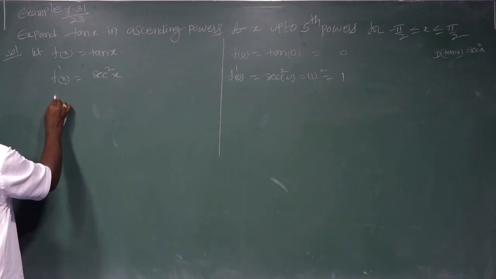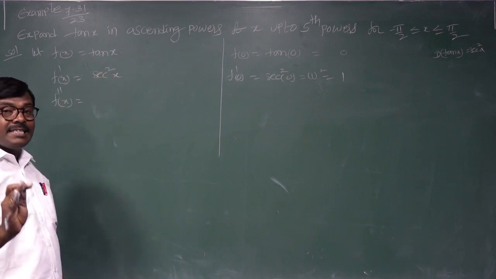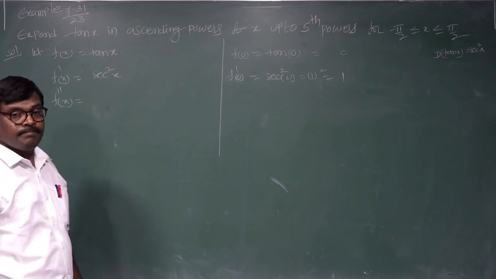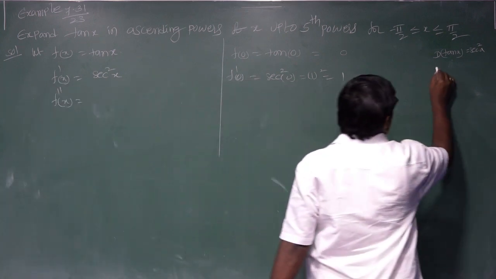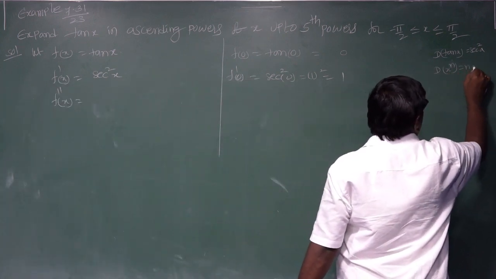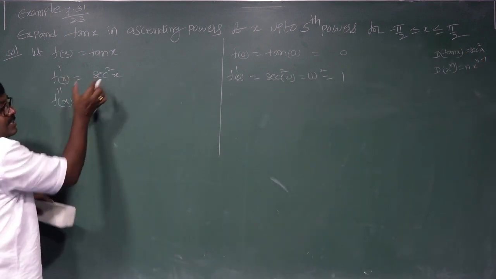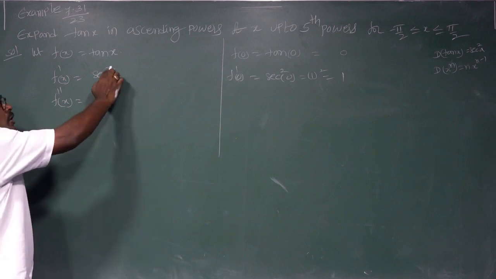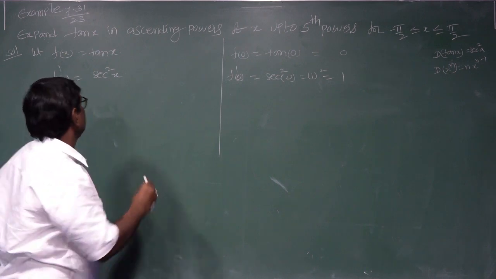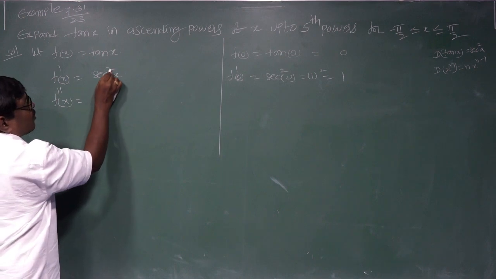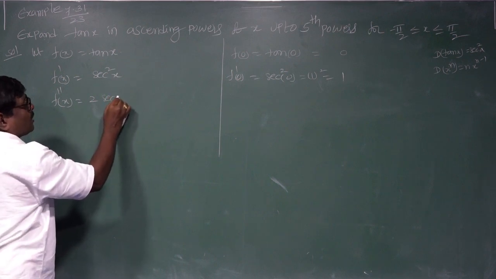Next, f double dash x. Secant square x is x power n with n equal to 2. Using the formula, the derivative of x power n is n into x power n minus 1. Here x is secant x and n equal to 2, so we get 2 into secant power 2 minus 1, that is 2 secant x.